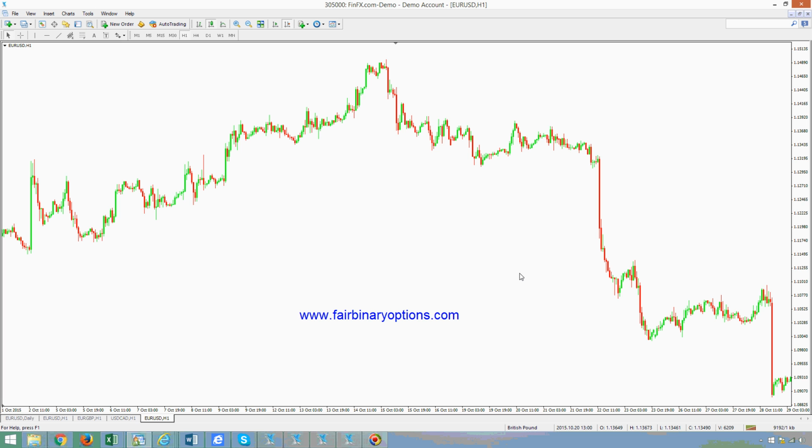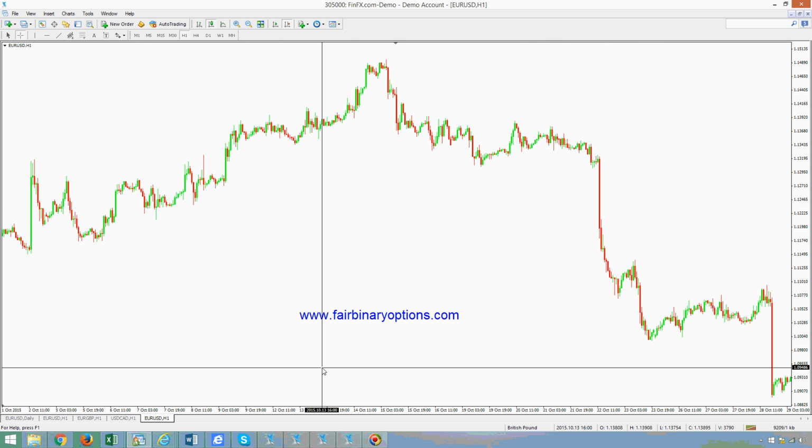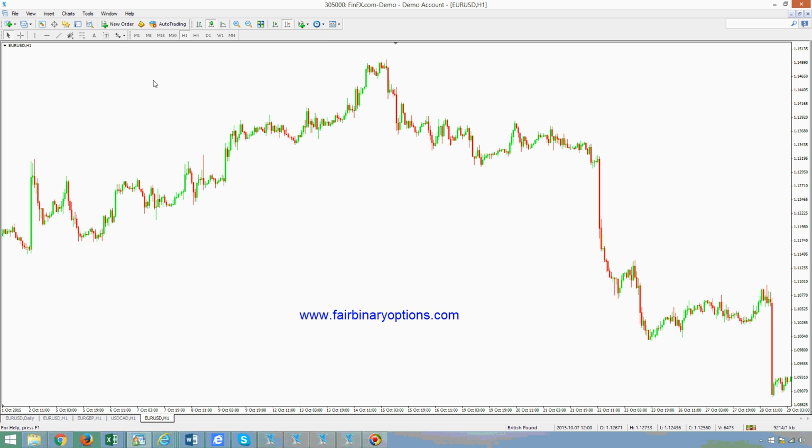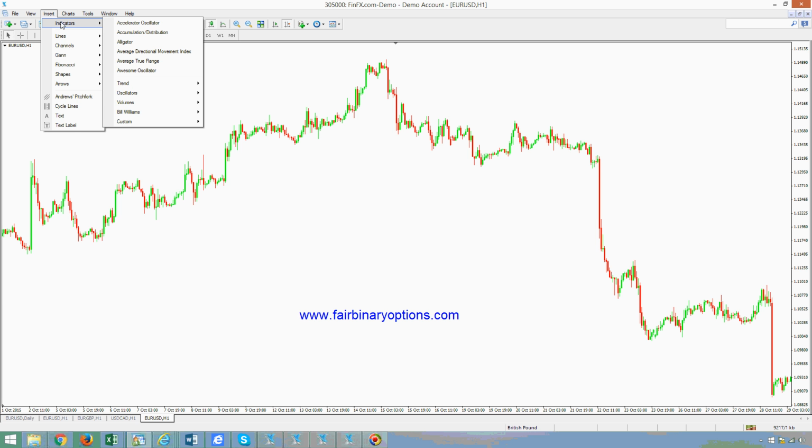Now, this being a trend indicator, it means that it is applied on the screen, on the candles, and not like an oscillator with a window to the downside. So let's see how to put a moving average. Insert, we go under the indicators, and here we have trend indicators, oscillators, volumes, or custom. Under the trend, we have the moving average.